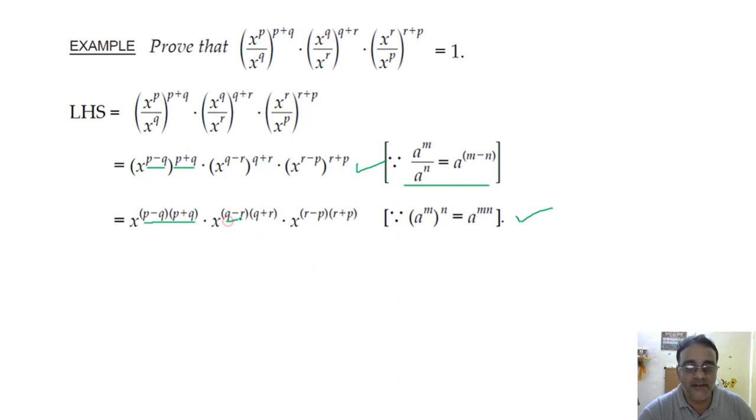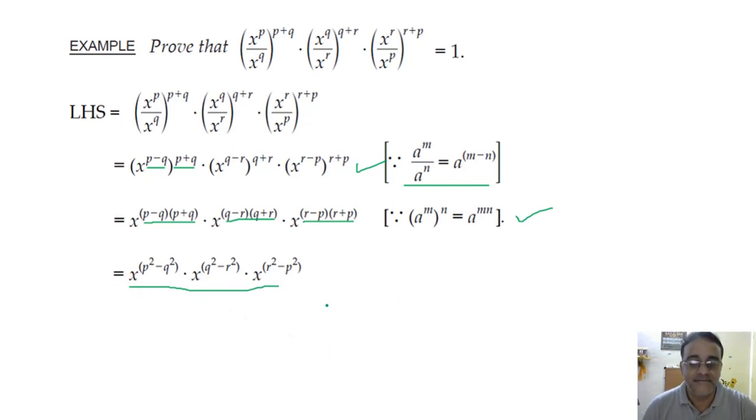And what is the product of these two? Q square minus R square. What is the product of these two? R square minus P square. तो उसको लिख दिए. Again, अब ये सबका product base same है, x है, and the powers पूरे product multiplication में है.